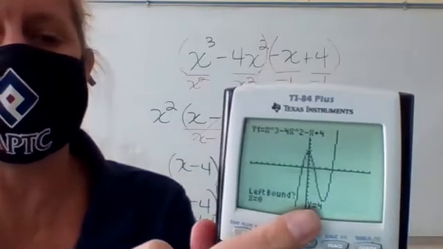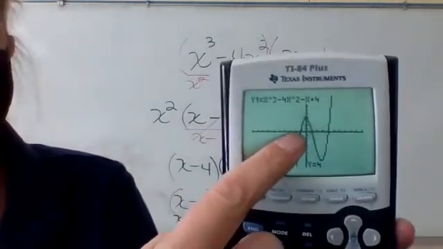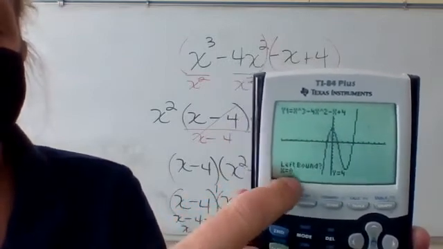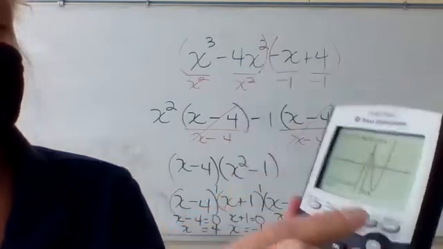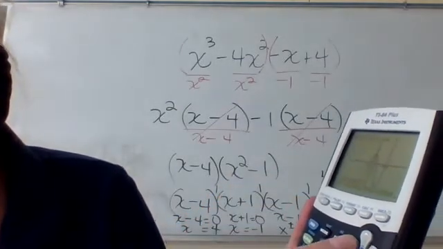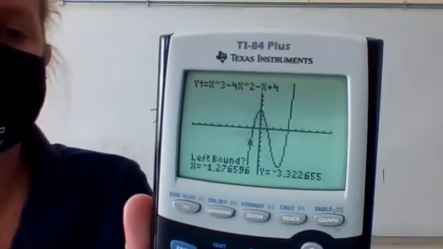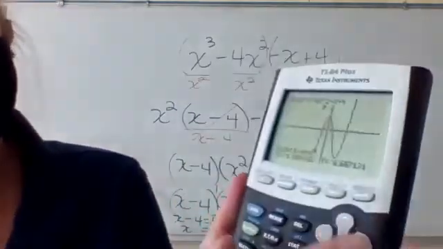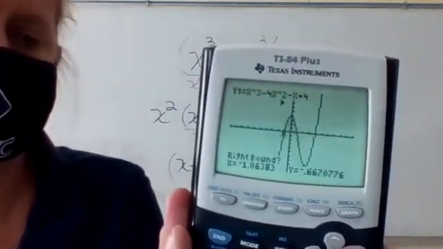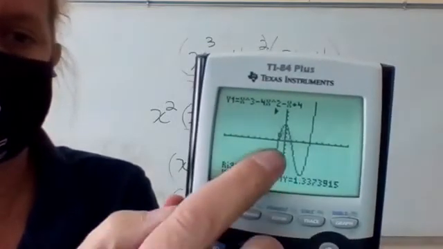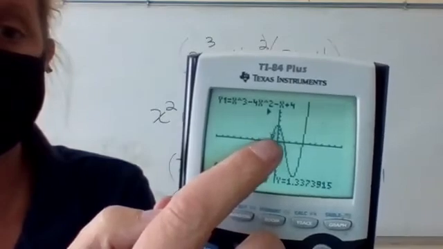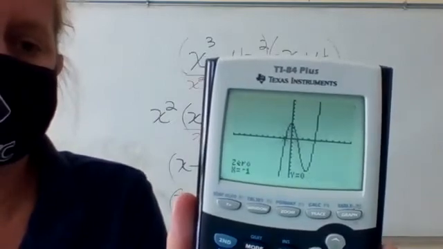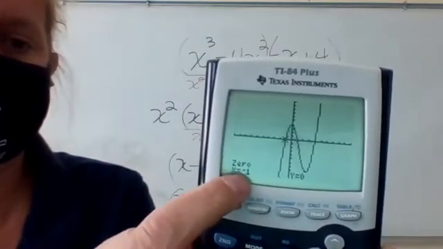Again, it asks me all this left bound and right bound stuff. So to find this first zero, the one that's farthest to the left, make your cursor be on the left of it, right? That's what left bound means. So I'm going to hit my left cursor until I get to the left side of it, which I am now. So I'll hit enter. Now I'm going to hit my right arrow until I get to the right side of that zero. So see, I passed through the x-axis, which is the zero. Hit enter again twice. Look at what your zero is, -1.